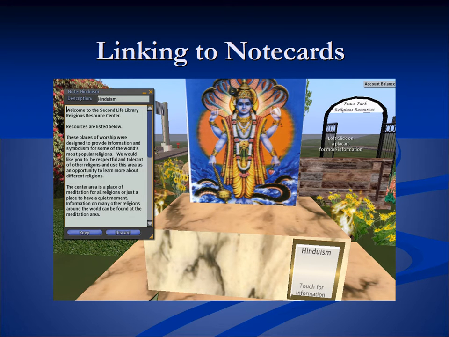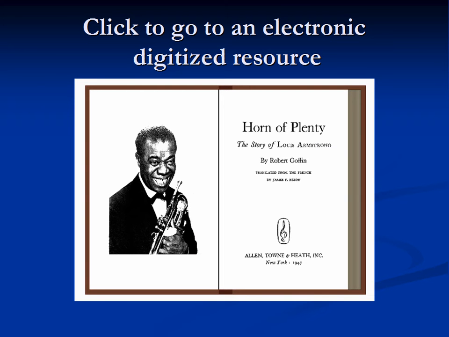You may also click on a digital object and retrieve an electronic resource from the internet, such as this book, The Horn of Plenty, by Louis Armstrong, which was digitized and made available through the Internet Archive.